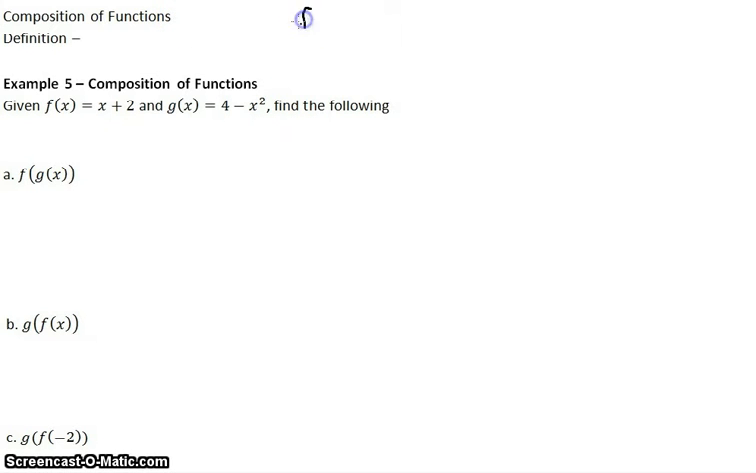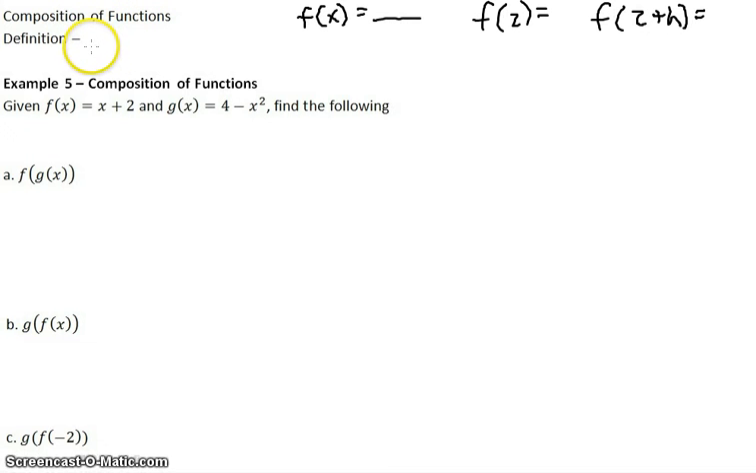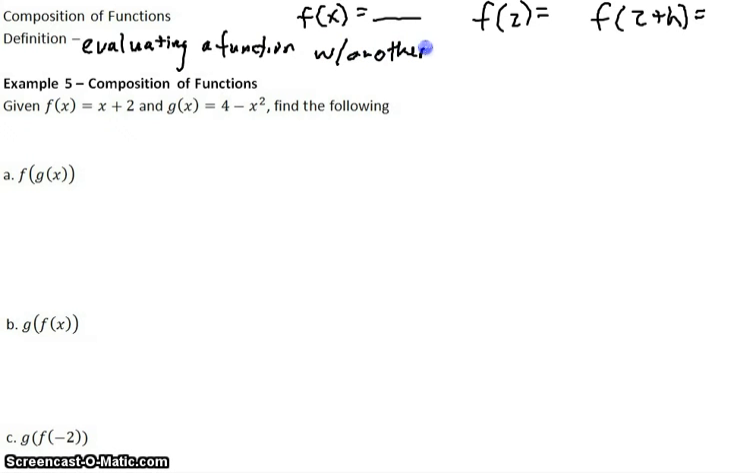When you usually see functions, whatever they are, you're usually asked to say, well, what's this equal? What's this equal? Whatever. We've gone that far in this class. What we're going to do now is we're going to do a little bit different things with evaluating functions. When you compose functions, you are evaluating a function with another function. Okay, so I'll say that again. Instead of plugging in a number, you're plugging in an entire function.